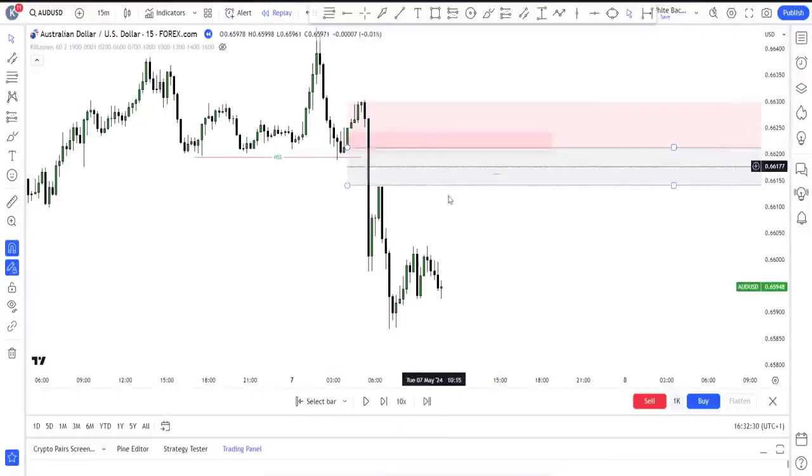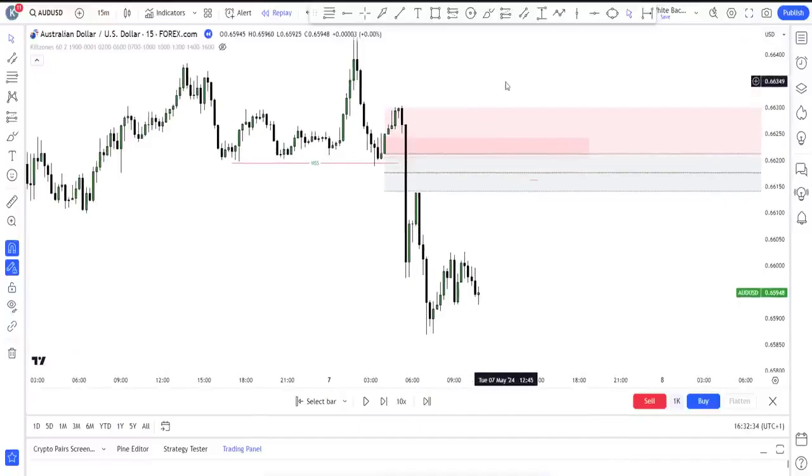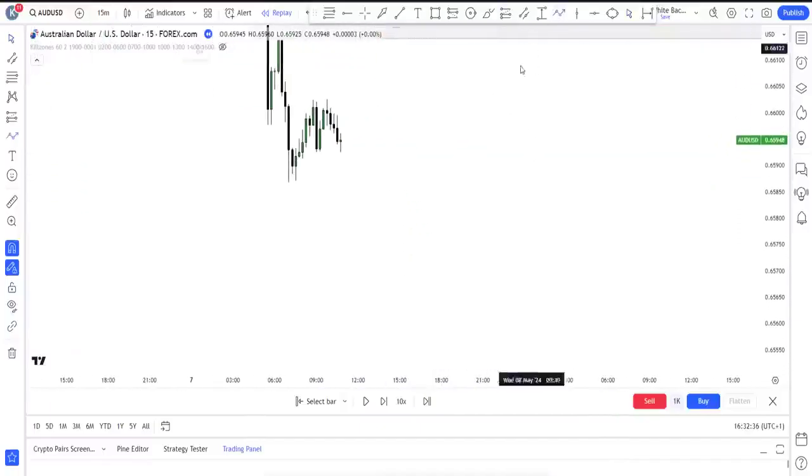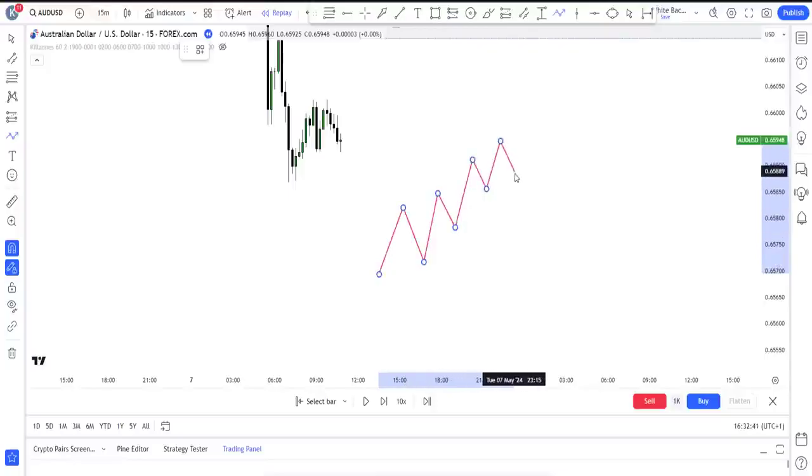Price had a very nice mitigation block. What is a mitigation block? Let me show you. When you have price do something like this, price is going up, and then it came to an area, pushed up, retraced, but couldn't push above the previous high.